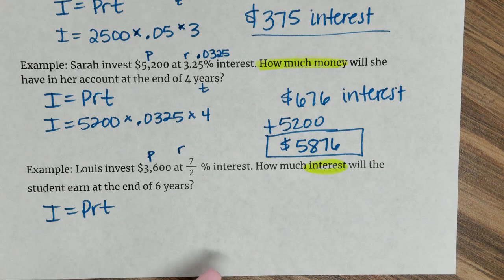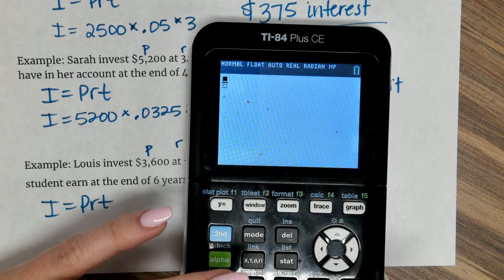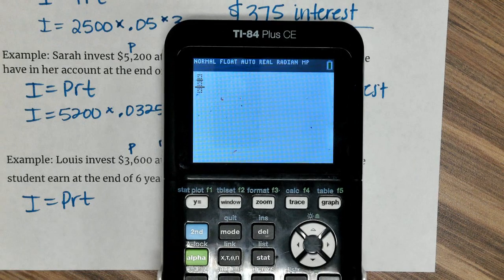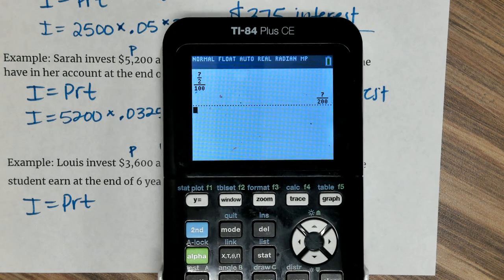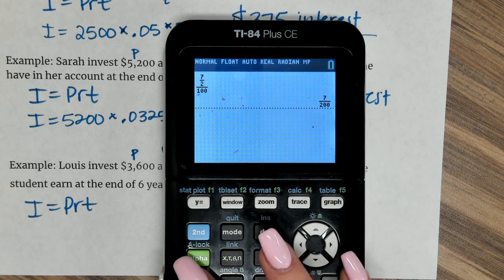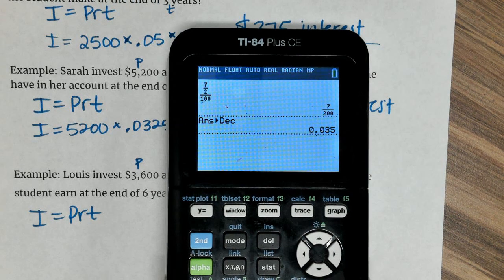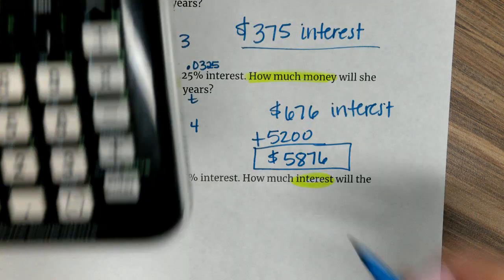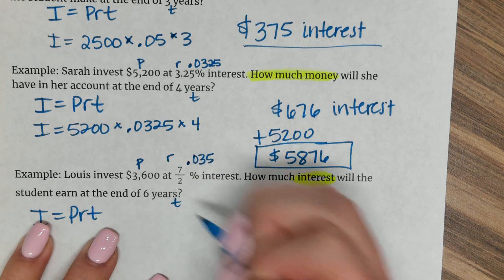Everybody stop what you're doing and look at the board. I'm still going to put it over 100. So if I do alpha y equals, option 1, on the top I need to do alpha y equals again to put in that 7/2. And then on the bottom I can put in my 100 and it will do that for me. It's still a fraction, so I hit math, decimal, enter, and there it is. Does that make sense? Yes or no? So my rate is 0.035 and my time is 6 years.